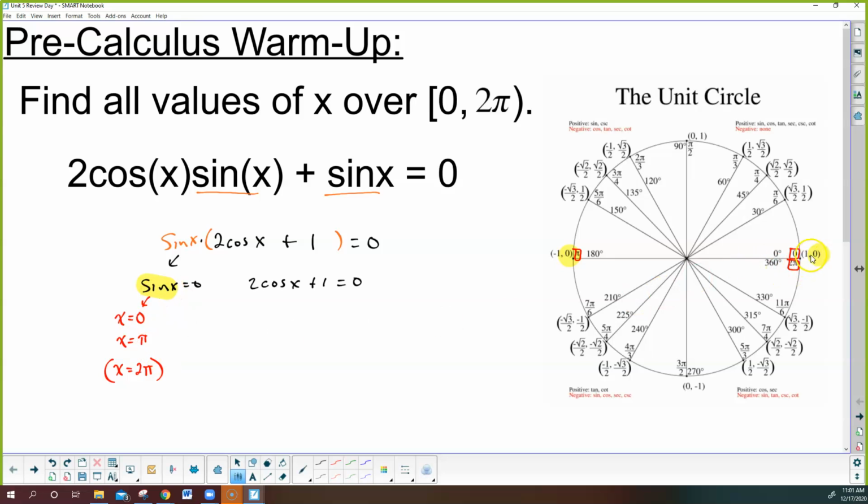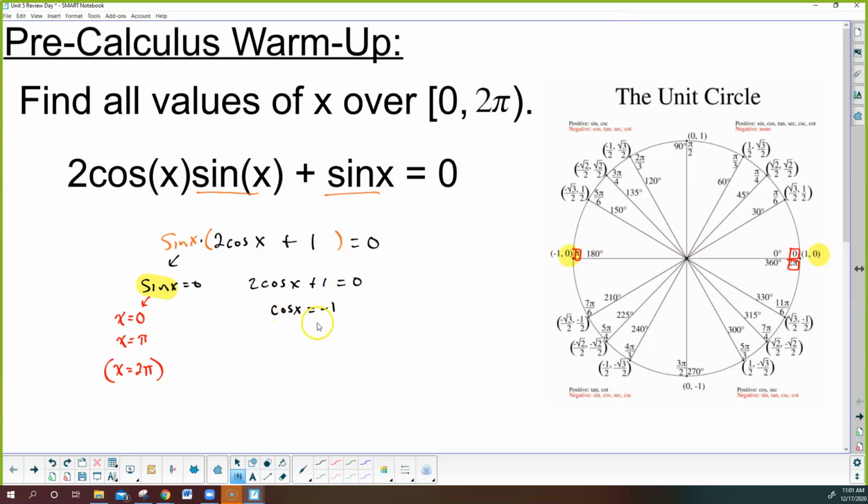And that one we've done a lot of because it's one of those quadrantal angles. But what about the next one? 2 cosine x plus 1. How do I solve that? Well, it's just algebra. We've got to isolate cosine. So the first thing I'm going to do is subtract a 1 over.